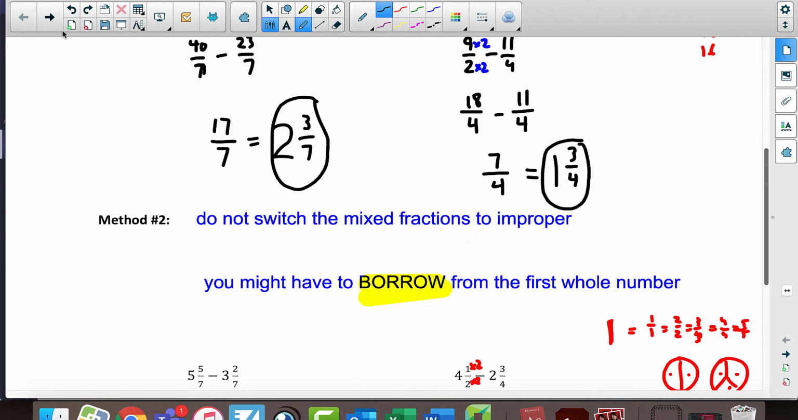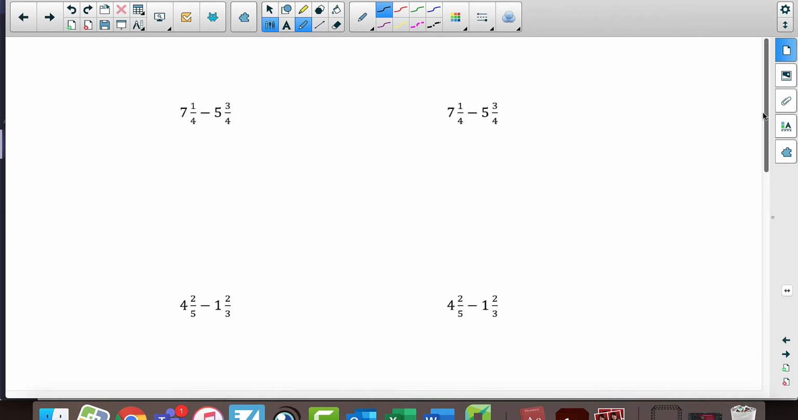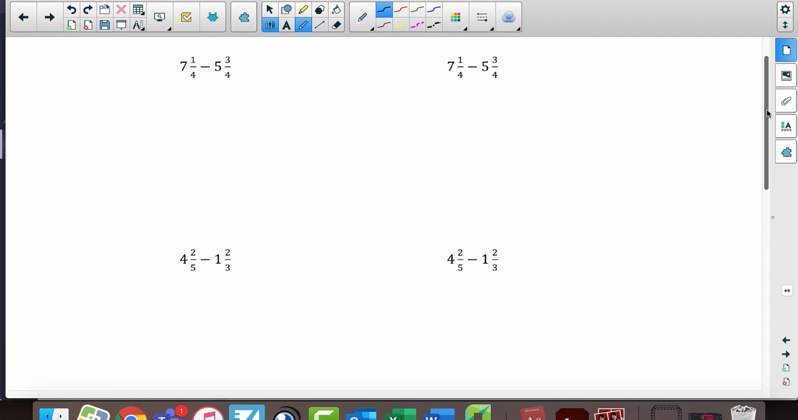So just like last video, I will do 4 questions, and I'll do them both methods. So over here will be the method you'll probably use, just keeping it, switching it into improper. And this is the one where we're going to keep it mixed. This is the Waj method. I prefer this. Can be faster.